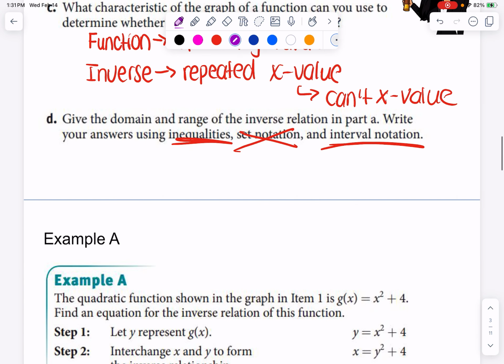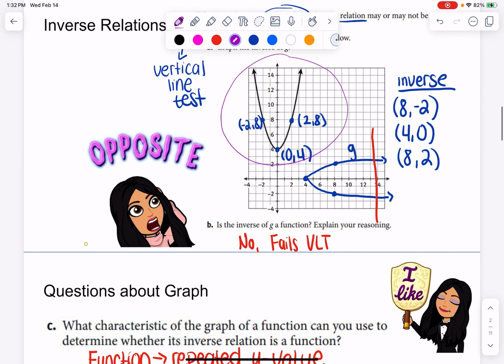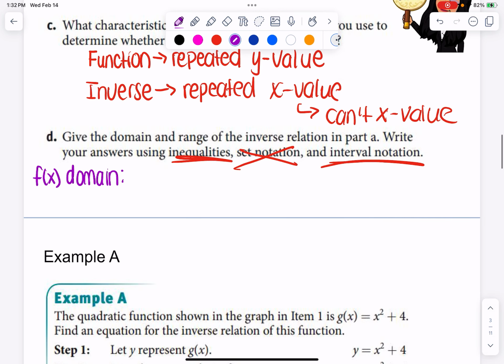For the domain, you're looking at where x values exist and where they go to. This is the domain of f of x, the original function. Starting with x values, these arrows keep going on and on forever. In other words, it would go from negative infinity to positive infinity, or in interval notation, open parentheses, negative infinity to infinity.